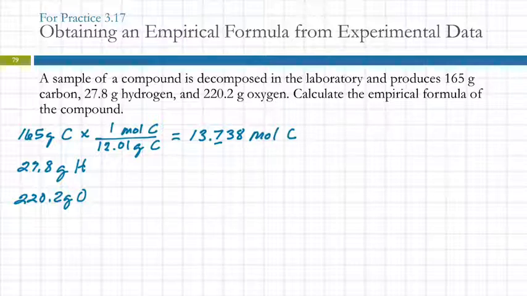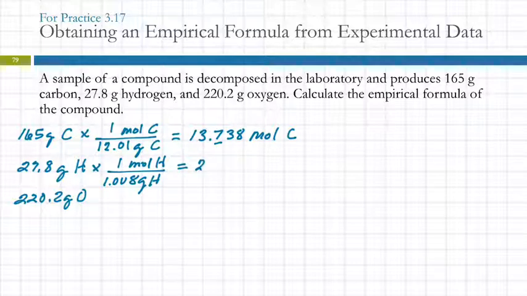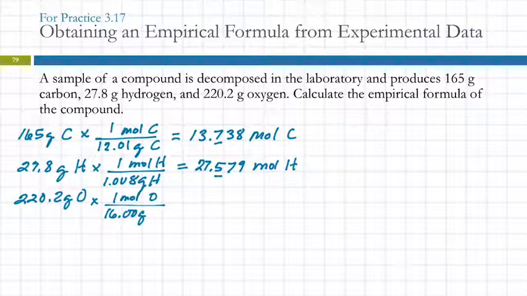And then we're going to do the same thing for the other elements. We're going to use the molar mass to convert the mass into moles. So 1 mole of hydrogen, 1.008 grams. This gives me 27.579. And if I screw up on one of these calculations, please just yell at me. And then the oxygen, 1 mole of oxygen for every 16 grams of oxygen.